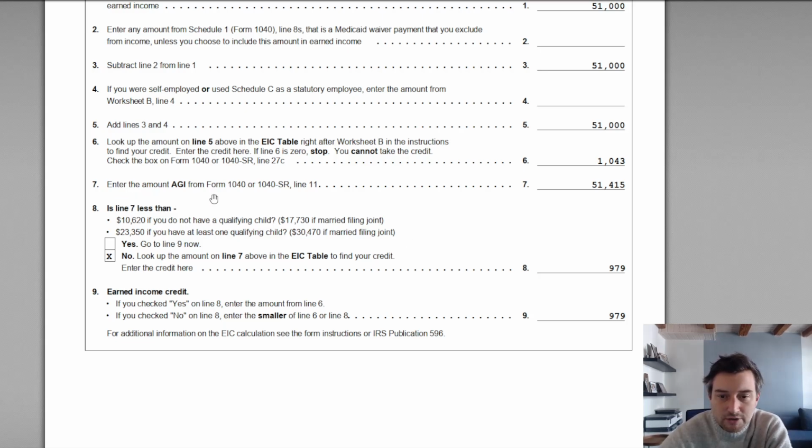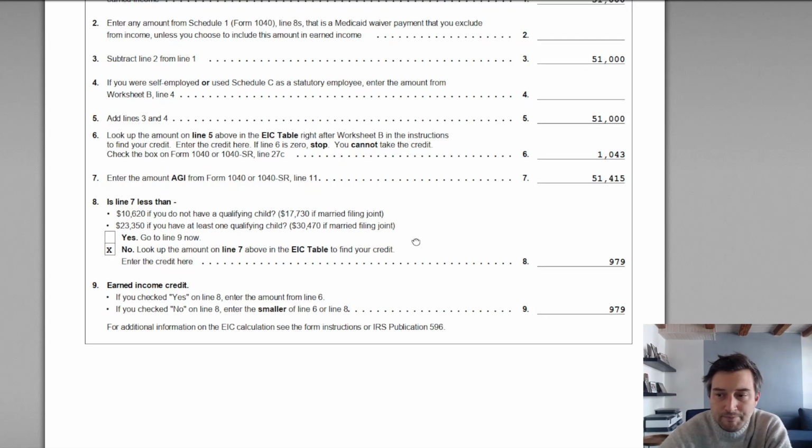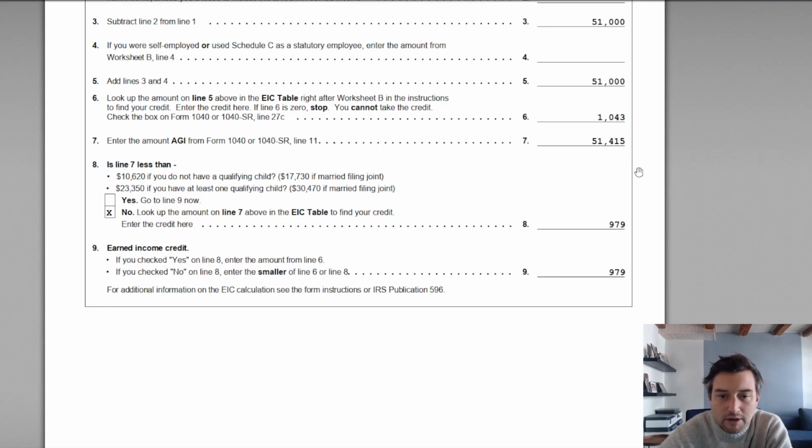So enter the amount of adjusted gross income from Form 1040, line 11. So that's our $51,415. Line 9, item 8 asks, is line 7, so 51,415, is line 7 less than $10,620 if you do not have a qualifying child, or $17K if married filing joint, or is it $23,350 if you have at least 1 qualifying child, or the $30K figure for married filing joint? Well, in our case here, this amount is not less than any of those figures. So we enter no, right? This line 7 is not less than those amounts.